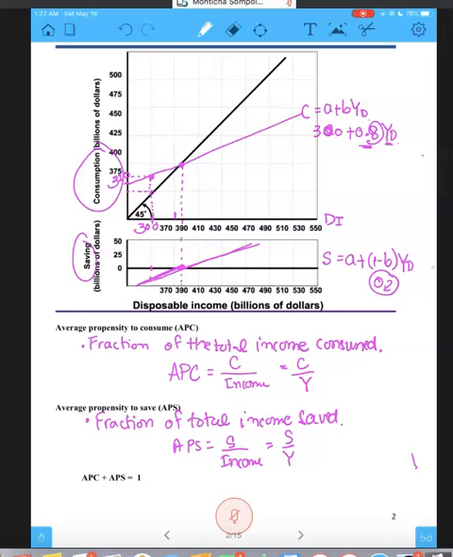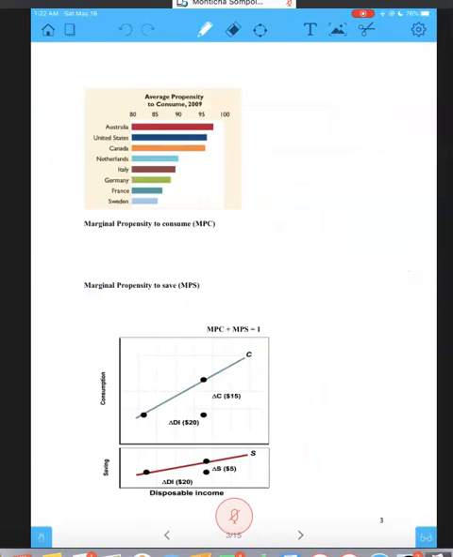Okay, so the fact is here that APC plus APS equals 1. Of course, the average cannot go over the total amount, right? When you divide by the total amount of income, that scales it down to 1. Okay, so I think I'm going to stop right there before we continue on the next slide with the marginal propensity to save and everything.